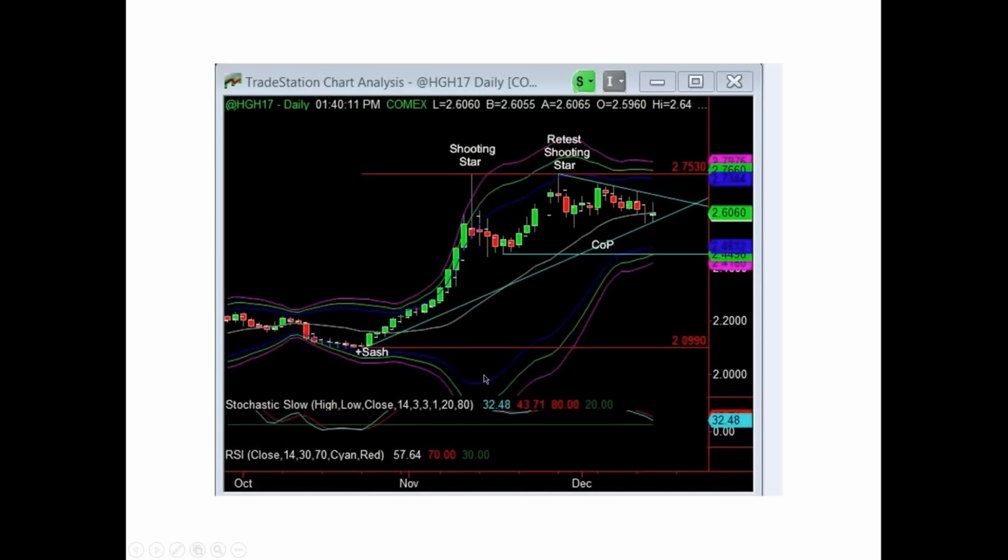Okay. Next one, copper. Gary says he's in a swing trade, and he's been short since the second shooting star. Now, by the way, this is not a shooting star because the lower shadow is too long, but nonetheless, a long upper shadow is certainly something to be negative about. And as you mentioned, this is a retest of the shooting star. This is a classic shooting star.